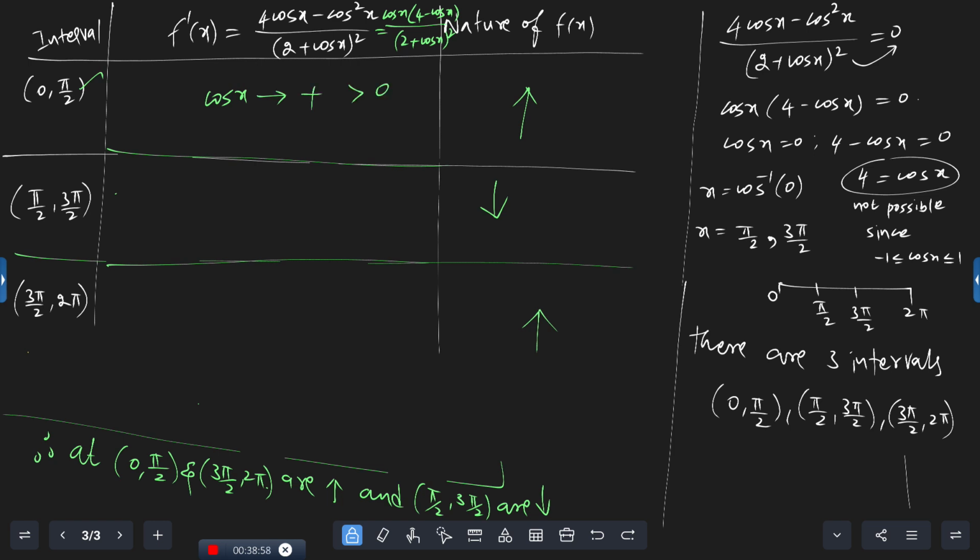So pi by 2 to 3 pi by 2 contains the second quadrant and third quadrant. What is the cos in the second quadrant and third quadrant? Negative. So cos x is negative in the second and third quadrant, so decreasing. In the same manner, 3 pi by 2 to 2 pi, the fourth quadrant, what is the cos? Positive. So this is greater than 0, so increasing.